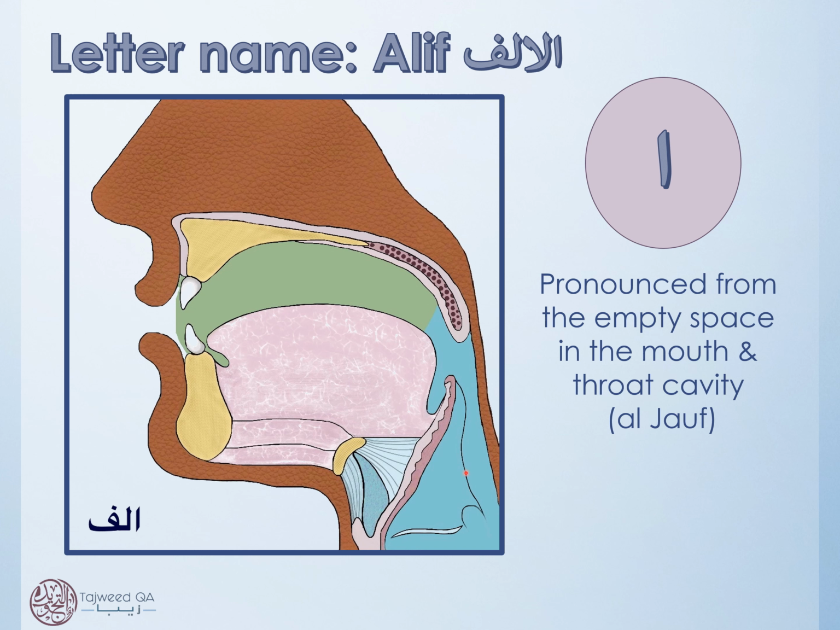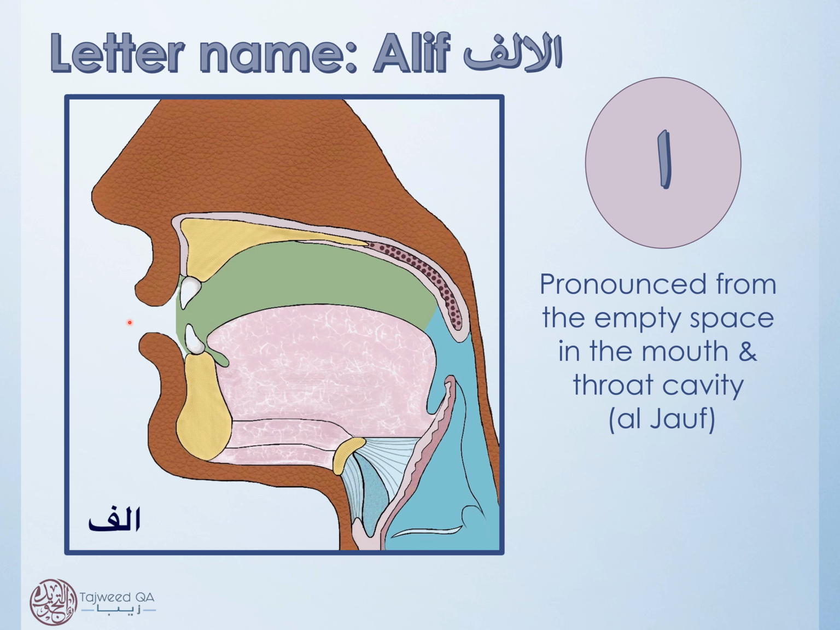So it shouldn't stop anywhere in between here. It should go straight through from the vocal cords all the way out past the two lips. And the alif has a minimum duration of 2 counts.